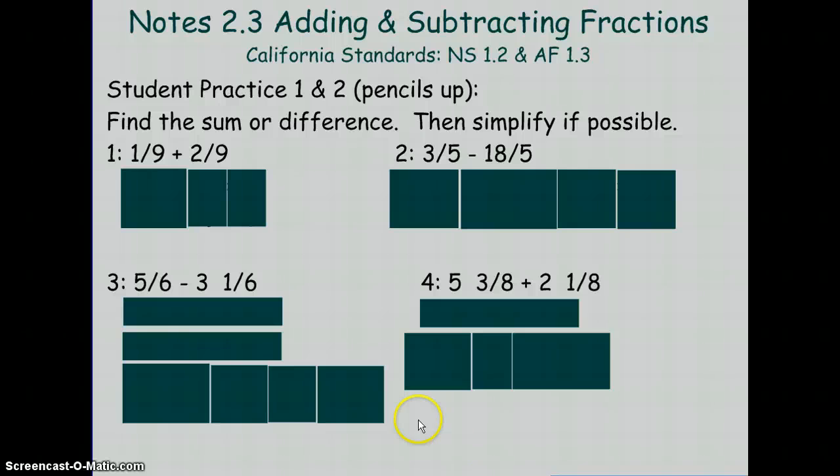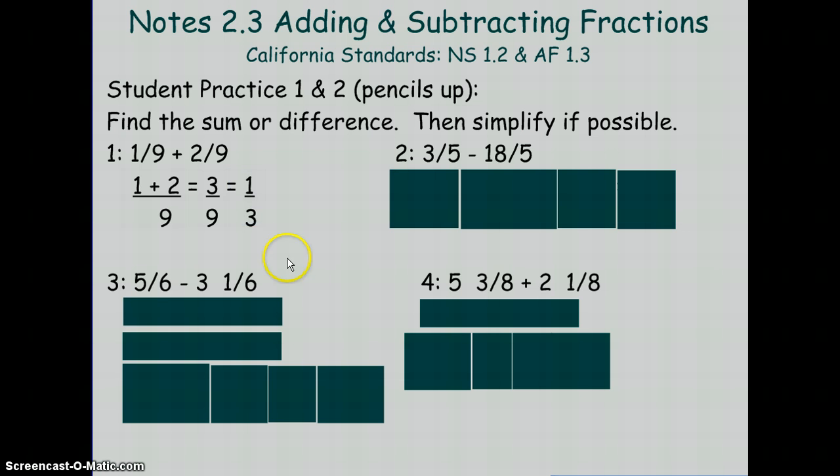Okay, welcome back. First one, nice and easy. 1 plus 2, we're adding those numerators. 1 plus 2 we know is 3. We need to simplify, divide them both by 3, and we get 1/3. Okay, that one was pretty easy.